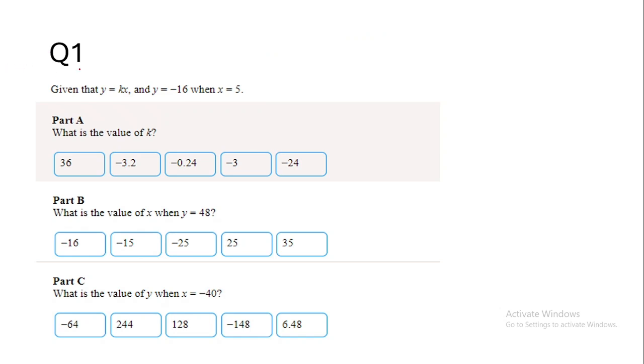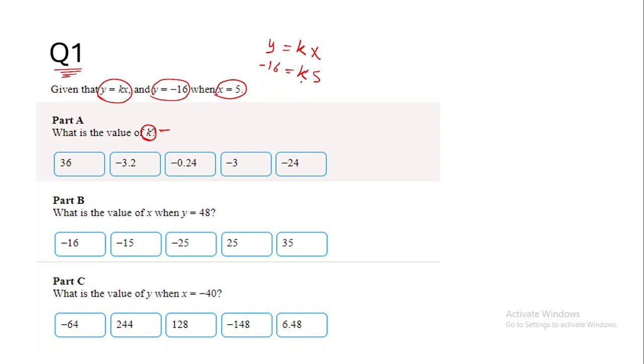Now we start solving question number 1. Given that y equals kx, and y equals -16 when x equals 5. So part A, what is the value of k? To get k, we write the equation which they give to us, y equals kx. Now substitute the values: y will be equal to -16, equal to k and x with 5, so 5k.